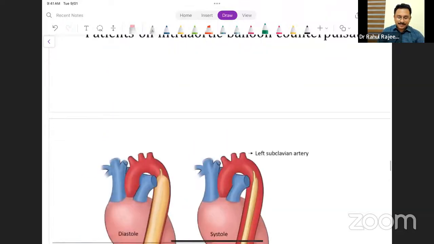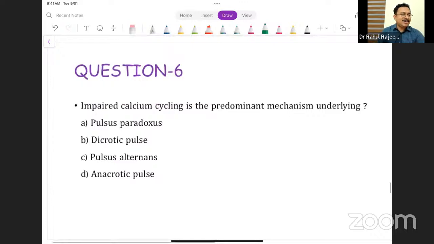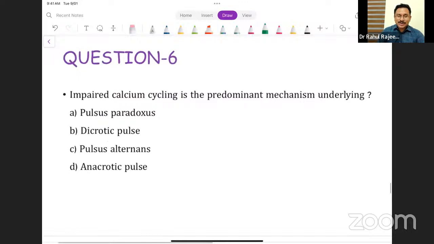Okay. Right. Moving to question number 6. And this is again a question which I want to know how many students have got this right. So impaired calcium cycling is the predominant mechanism underlying. Is it pulsus paradoxus? Is it dicrotic pulse? Is it pulsus alternans, or is it anacrotic pulse?